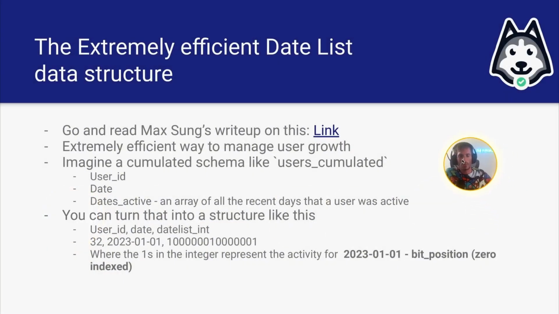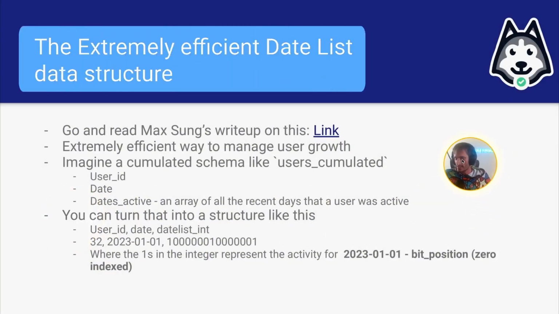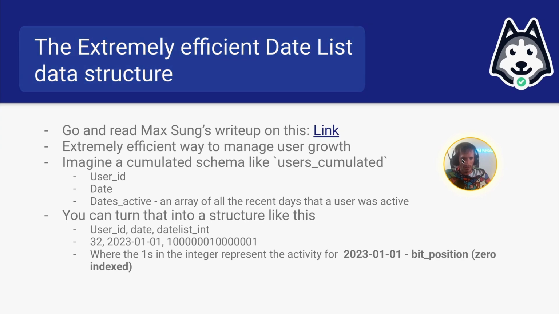Okay, so what we're going to talk about now is going to get kind of technical, and I hope y'all can get through this. At Facebook, they were trying to figure out a way to store historical growth information, because one of the very common questions asked at Facebook is, how many monthly active users, weekly active users, daily active users do we have?